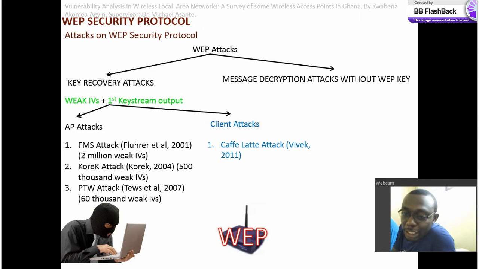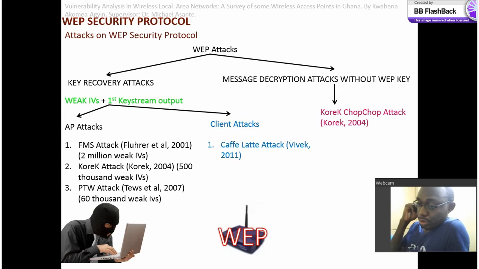And then for the client side attacks, as I said, we have the cafe latte attack, which was discovered by Vivek in 2011, where you don't need the access point and you can basically attack that. For message decryption attacks, there are a number of attacks, but I'll be talking about the korek chopchop attack. The chopchop attack doesn't need to recover the password. All it requires is the encrypted data. It chops off the bytes one by one, makes a guess of what the value should have been, tests it out, and then based on the ICV checksum, he's able to tell whether the byte has been decrypted or not.